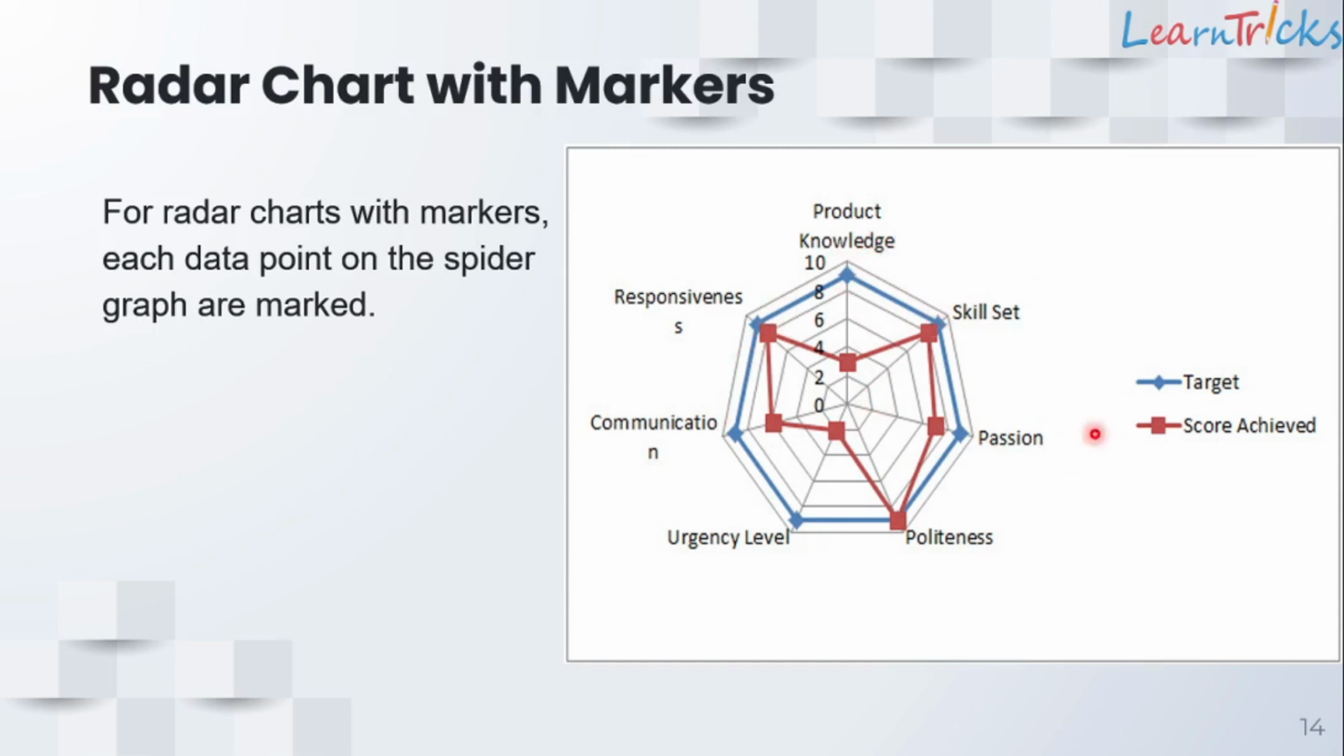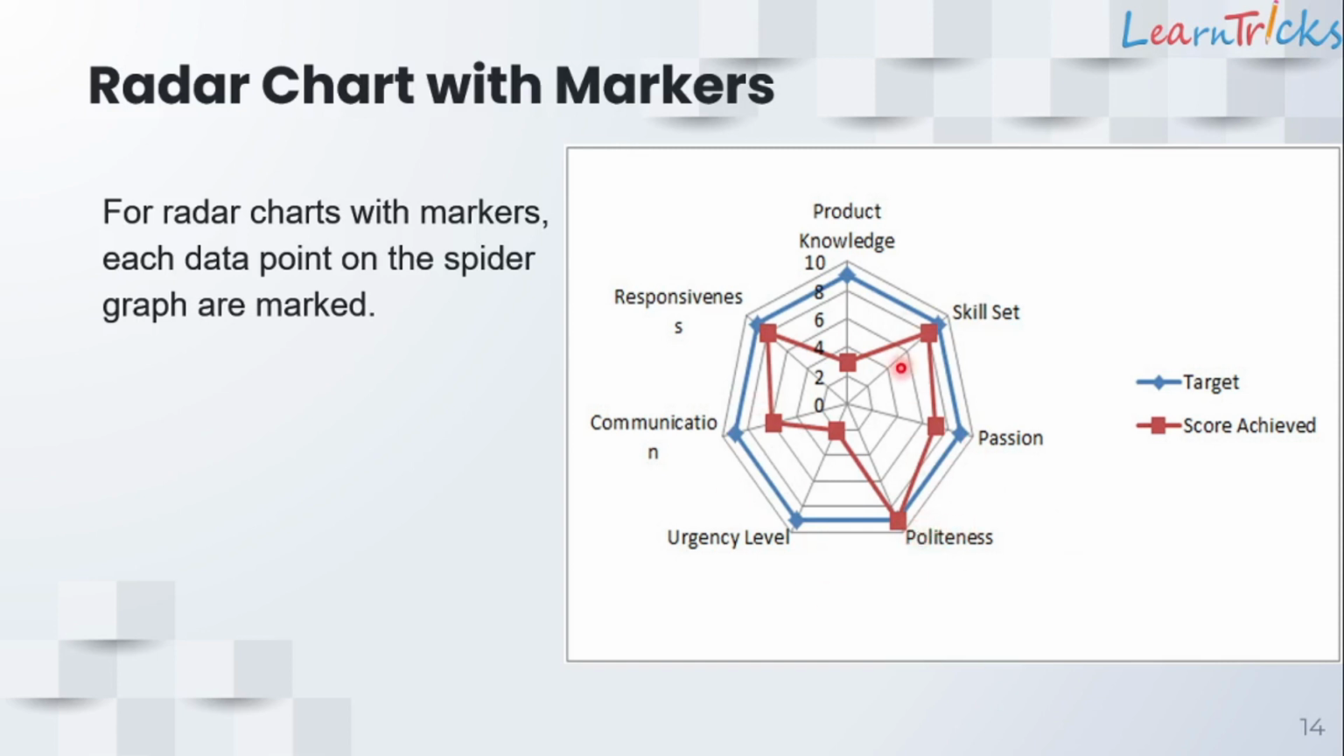Now this is a radar chart having some points related to the product: product knowledge, skill test, passion, politeness, responsiveness, communication, etc. The blue line shows the target that was set, meaning the target was to acquire 80% skills, and the brown line with squared markers shows the score achieved, meaning how much score the candidate achieved.